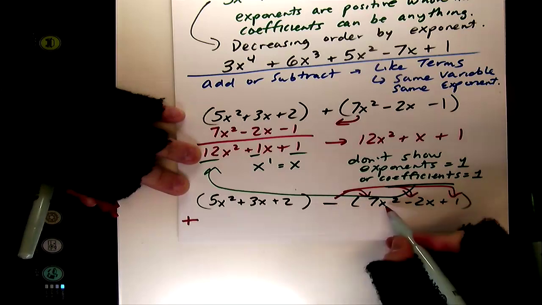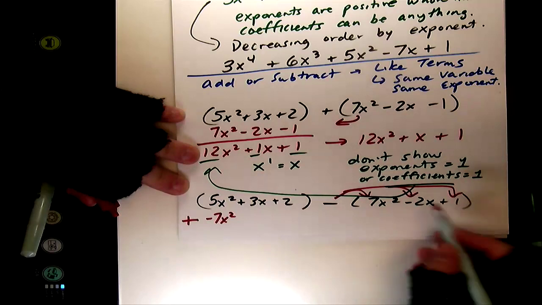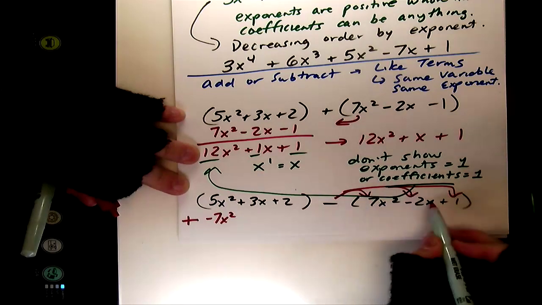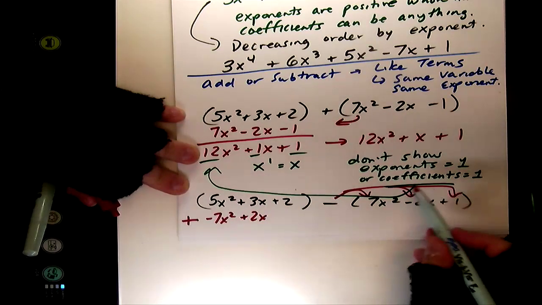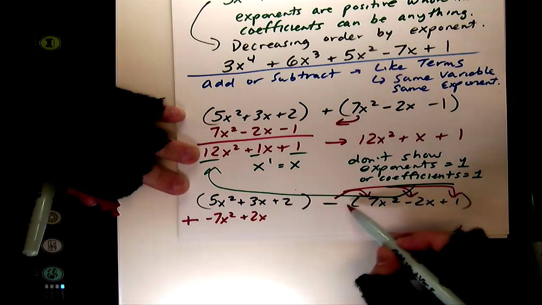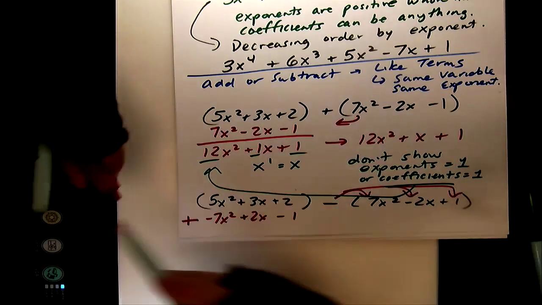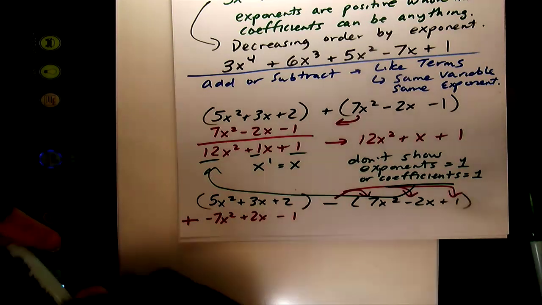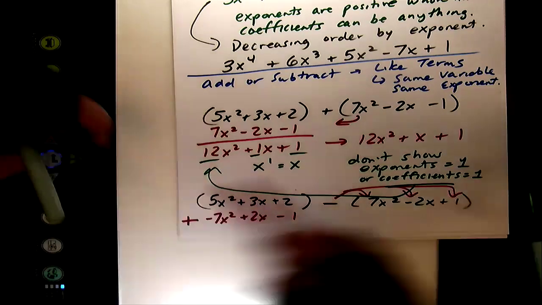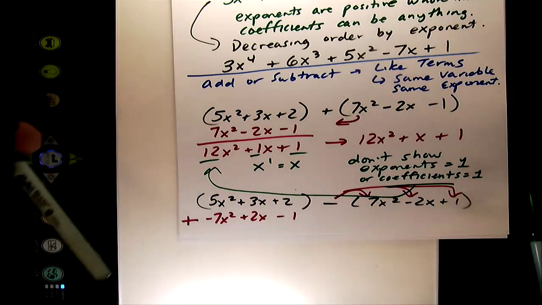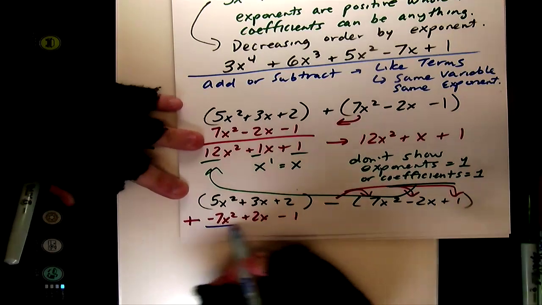So negative times positive 7x squared is negative 7x squared. Negative times negative 2x is positive 2x. And negative times positive 1 is negative 1. That should have been changed, oh well. It's not the same problem as above. But either way, the idea applies correctly.